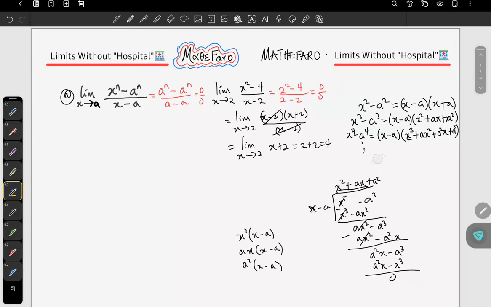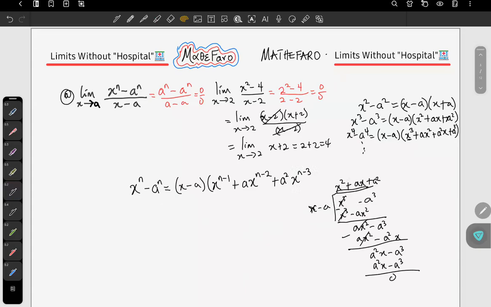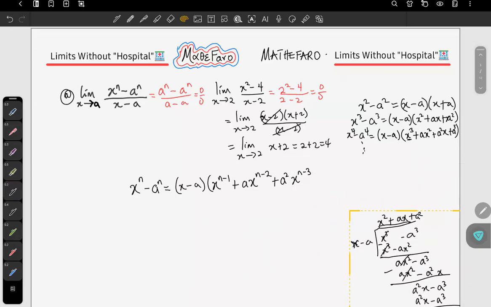In fact, let's write it out on a bigger space. x raised to power n minus a raised to power n is equal to x minus a, times x raised to power n minus 1 plus a times x raised to power n minus 2. Let's write one more: a squared times x raised to power n minus 3. Then it goes on like that.